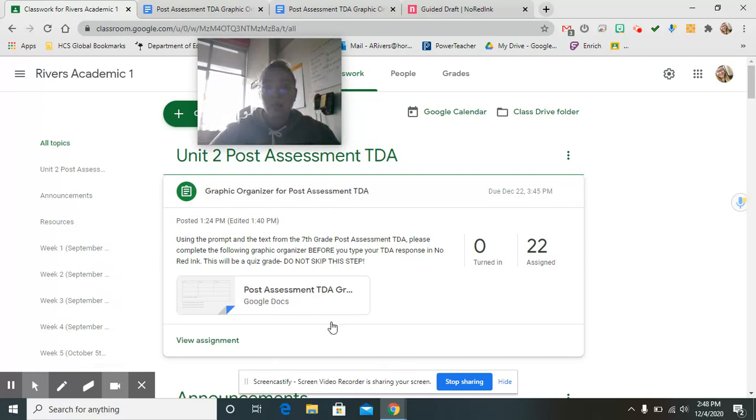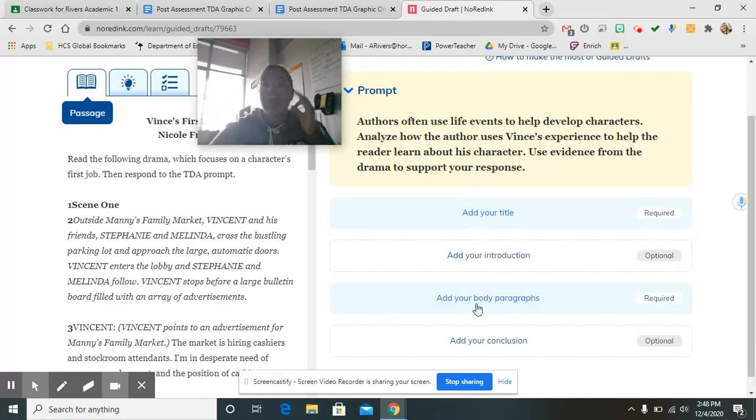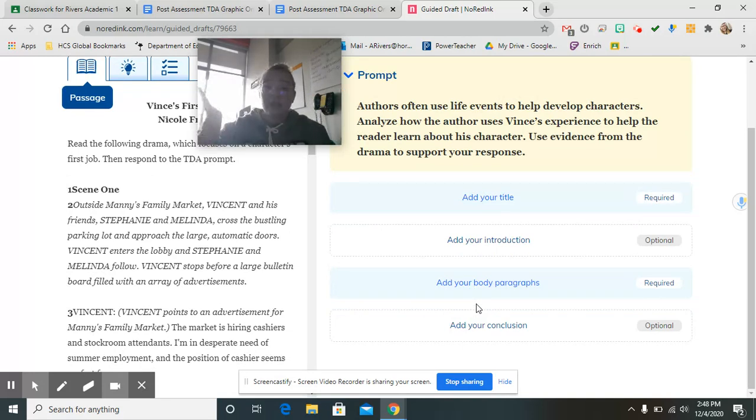Once you submit your graphic organizer, come on over here to No Red Ink, add your title, add your 3 body paragraphs. Remember, each body paragraph needs to have a topic sentence, evidence, and an explanation. And then go ahead and submit it when you have all 3 ready to go. I would encourage you, look for pieces of evidence in the text that are going to help you form 3 body paragraphs. I hope you get at least 2, but you are required to submit at least 1.